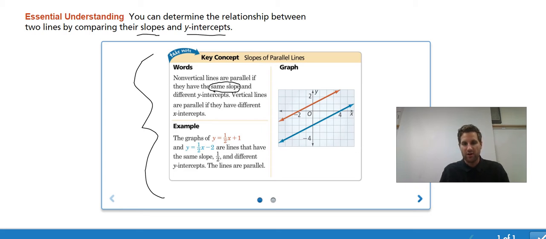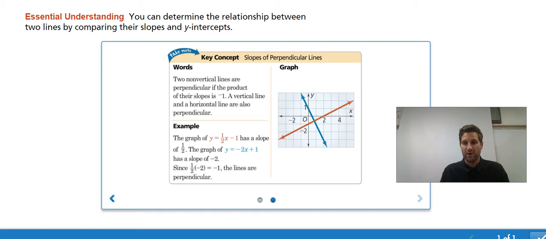If they have the same y-intercept, they'd be the same line. So vertical lines are parallel if they have different x-intercepts. So here's our graph. Notice 1/2 and 1/2. Those are our slopes right in front, that's in y equals mx plus b. But then we have a y-intercept of 1 and a y-intercept of -2. So these two lines would be parallel. Let's take a look at another example.